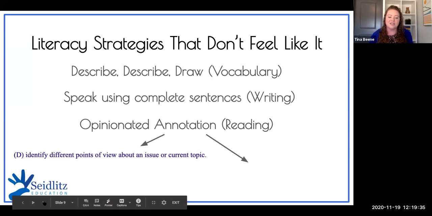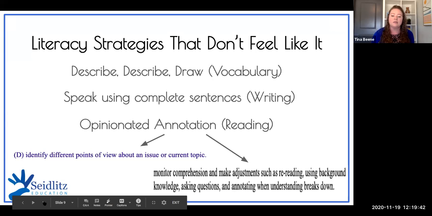This ties into a couple of our standards. This is the social studies standard for middle school here in Texas. We want to identify different points of view about an issue or topic. And at the same time, we want to monitor our comprehension and do all these different things, including annotation. So combining those standards is a great way to accomplish more in a little less time.